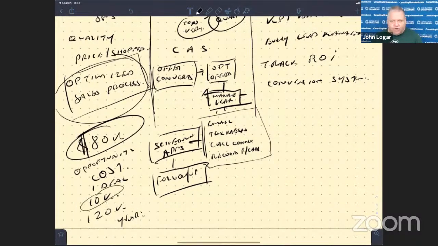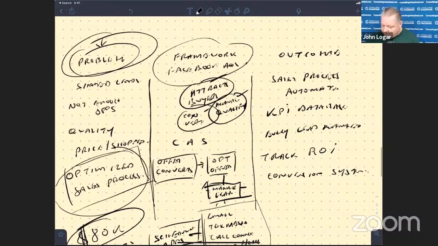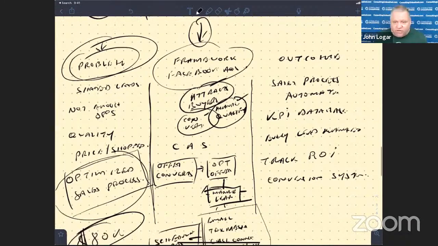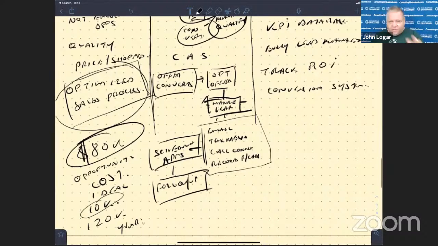That's 120 grand a year, right? Now, if I was to say to you right now, we know that this is happening, but if we were to implement this system here, if we were to implement this outcome, what do you think? I don't have to answer the question. I'm just going to ask the question there. What do you think is going to happen, right?